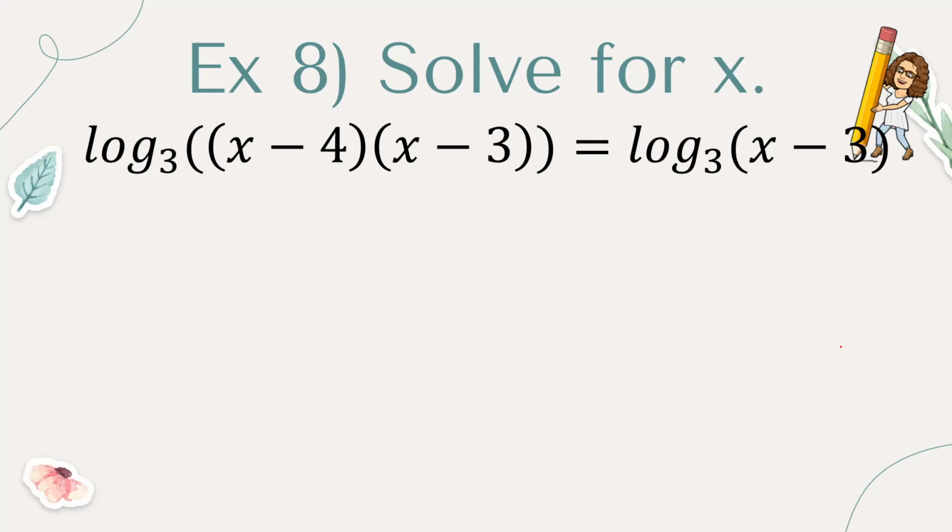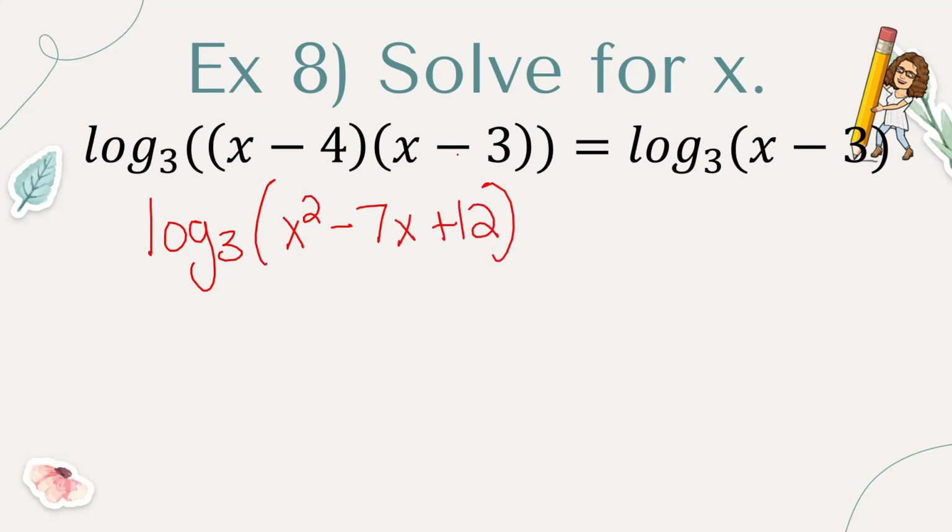Oof. Big one here. Before, there's some stuff multiplied in here. I'm going to multiply those together, so I'm going to do a quick FOIL in there. So I'm going to get x squared minus 7x plus 12. Just to clean it up, parentheses first, right? Log base 3 of x minus 3. Now I have the same log on both sides. I can just worry about the insides.